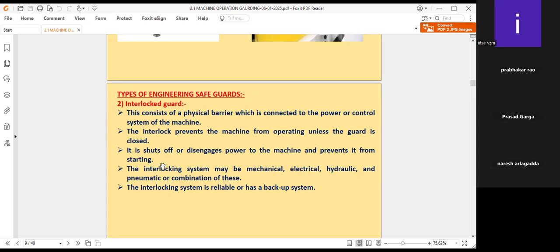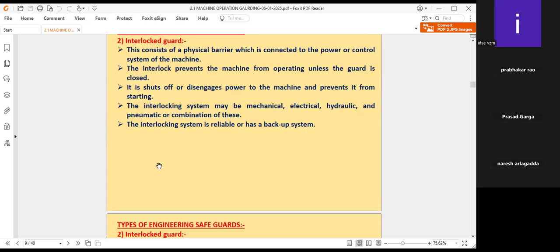They are not taking care. They are confident enough that it is running, nothing to worry, it is a power interlock. It is not to be taken that easy. We have to see that things are in a safe manner. It shuts off dangerous power to the machine and prevents it from starting. No doubt, once it is interlocked, the power is disengaged. For example, power shut off or disengaged power. The machine itself is taken care of. It will stop immediately. Nothing will happen.